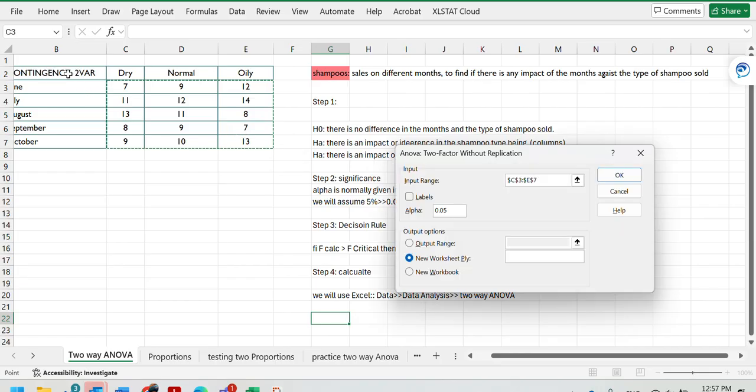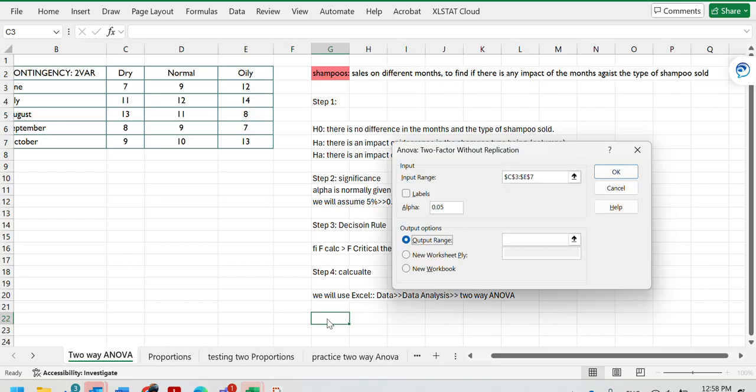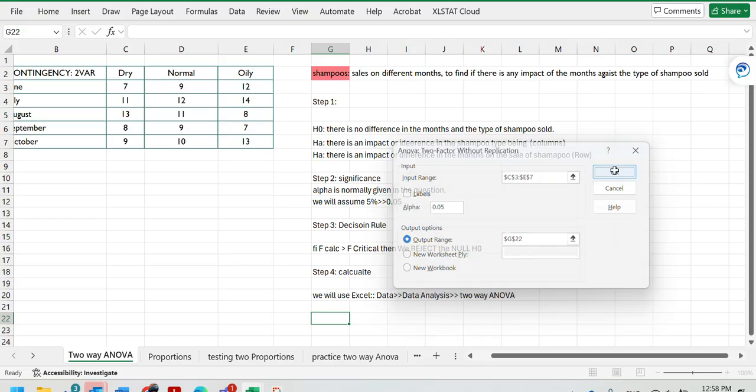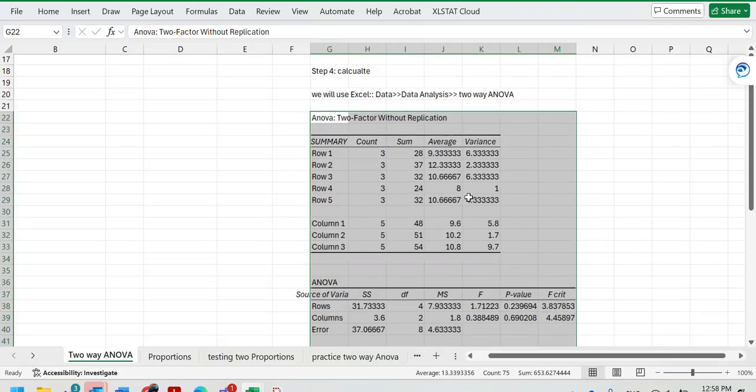If I remove this, I can use the labels. Alpha remains to be the same. I want the answer in the same worksheet, so I just put it in an empty cell here. Oh, output range. Select an empty cell and press OK. And there we have the results.